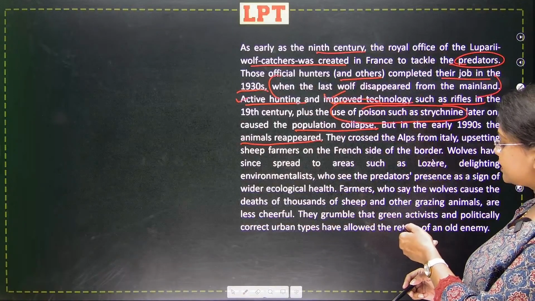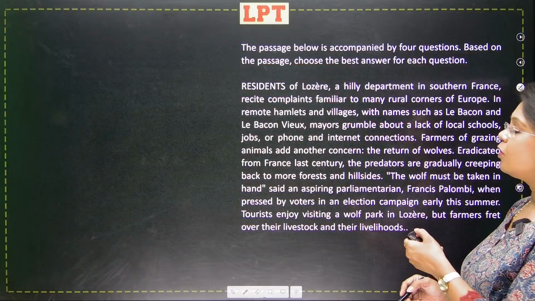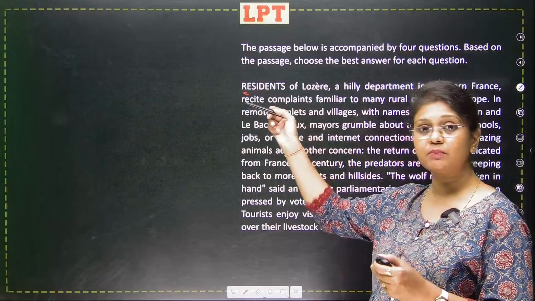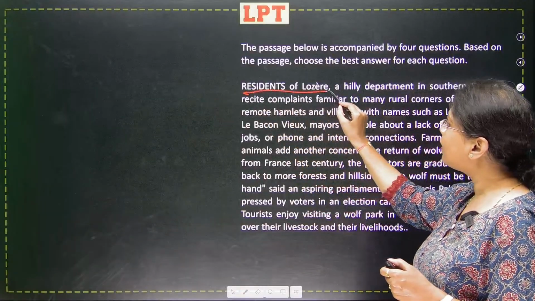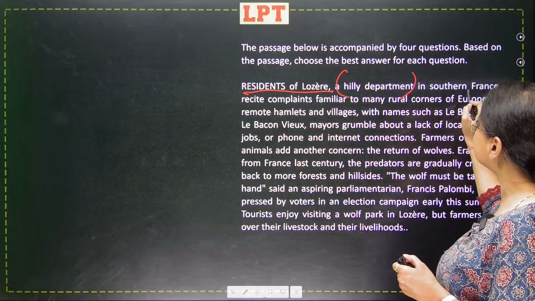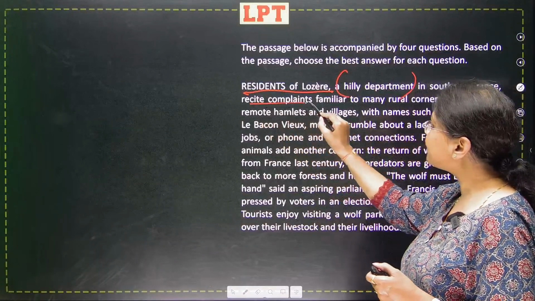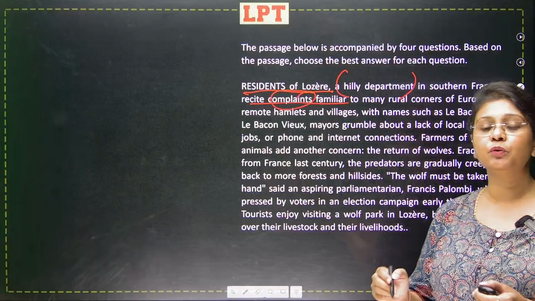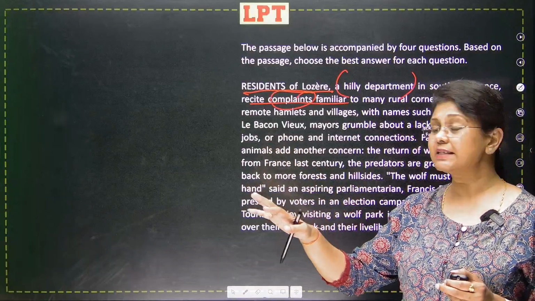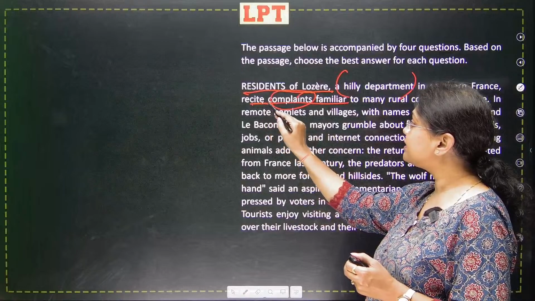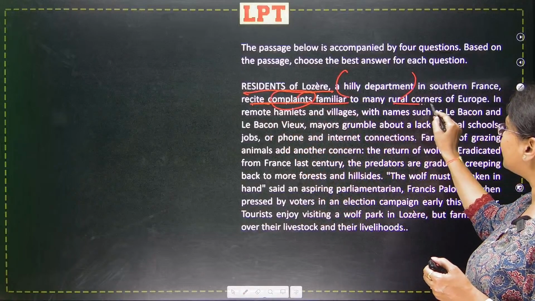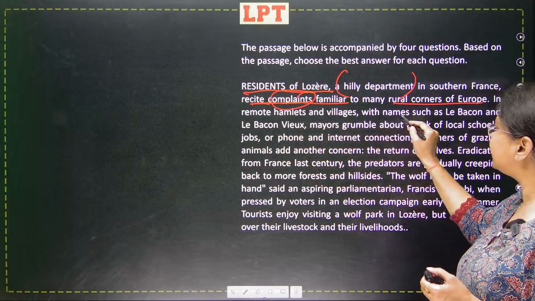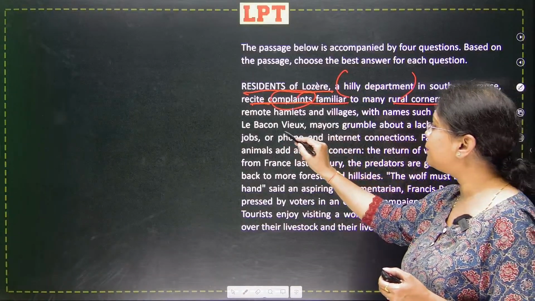One second, guys. I think I'm missing a line here. Okay, we missed out on an important paragraph here. So here is the paragraph. So this is where it starts from. Residents of Lozère, a hilly department in southern France, recite complaints familiar to many rural corners of Europe. So we are talking about this place here and we are saying that they recite complaints familiar to many rural corners of Europe in remote hamlets and villages with names such as La Bacon and La Bacon Bois.